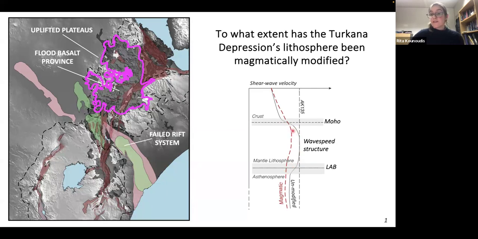To the north, it hasn't quite done that. Everything looks a lot more slow and heavily modified. And that means that we don't get a very clear picture of what the lithosphere-asthenosphere boundary is in a region like this. So which is the case below the Turkana Depression? Has it been modified to the same extent as further north? What is the impact of these previous rifting phases on the modification of the lithosphere?